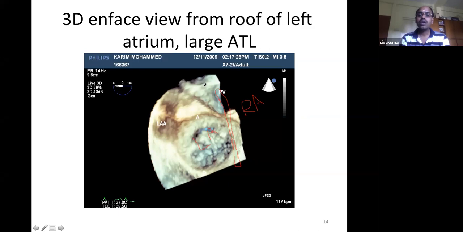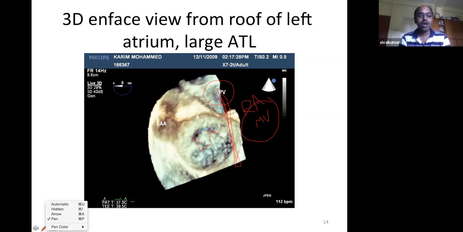Now, you look at the pulmonary valve. So this is the pulmonary valve. The pulmonary valve is actually wedged into the groove between the tricuspid valve on the left side and the mitral valve on the right side. I will draw an imaginary mitral valve here. So this is the mitral valve. So this red line is the plane of the intraatrial septum.